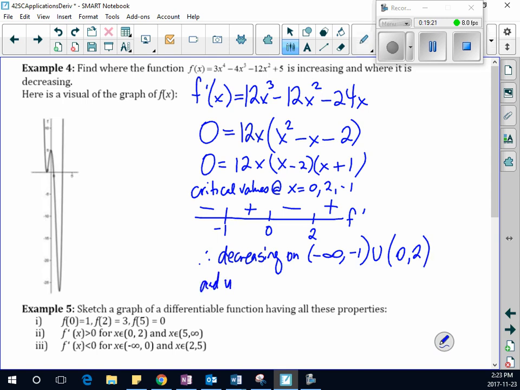And increasing on negative 1 to 0 and 2 to infinity. Any questions there?